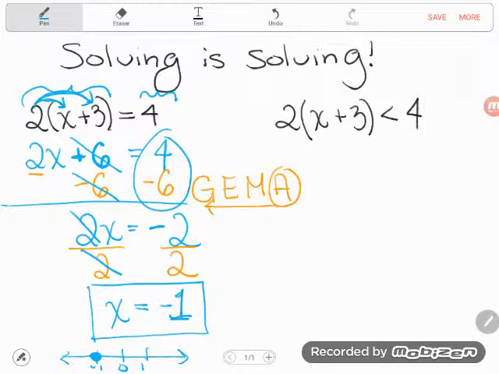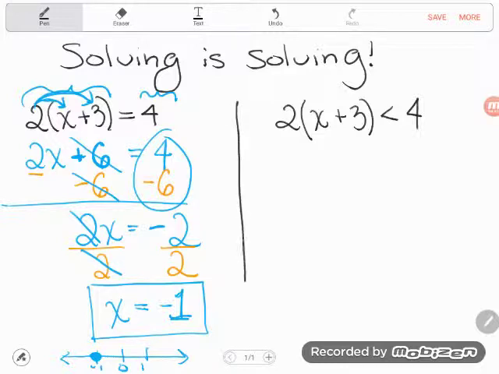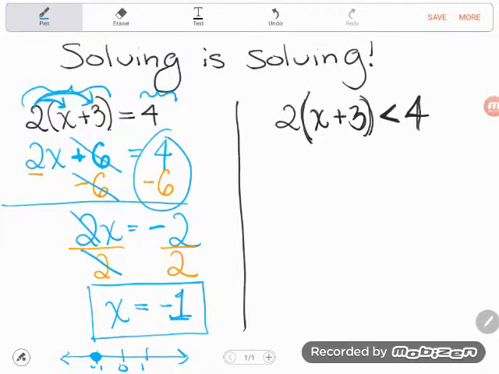So now let's compare that to almost the exact same thing, but now it's an inequality. So take a look at this right-hand side with me. On the right-hand side, it looks like I have the same thing going on. 2 times the quantity of x plus 3, but this time instead of the left and the right-hand side being equivalent, the left-hand side is less than 4. It's less than the right-hand side. But that really doesn't change my work. I'm still going to solve the same way.